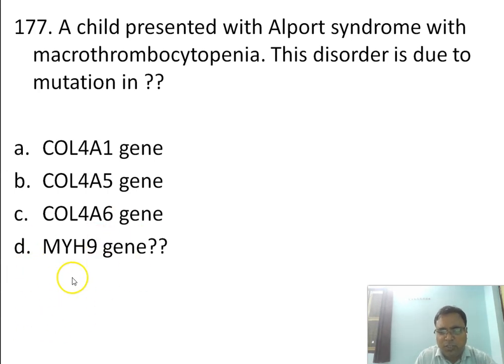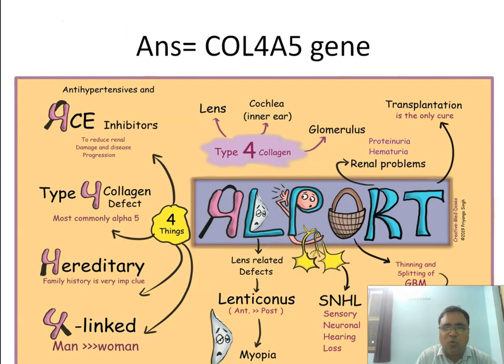this is a case of Alport syndrome. So simple thing is Alport syndrome, where is the defect? It is collagen 4A1 gene, collagen 4A5 gene, collagen 4A6 gene or MYH9 gene. Just remember that this answer is collagen 4A5 gene. For Alport syndrome, we know this is type 4 collagen. The classical is alpha 5, for type 4 collagen alpha 5, so collagen 4 alpha 5 gene, that mutation is there.